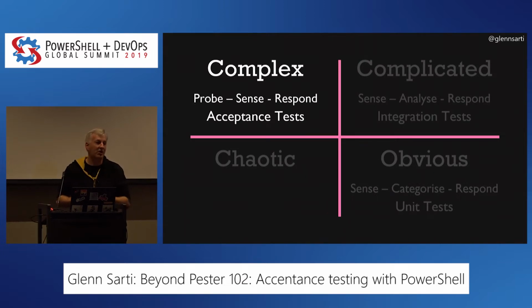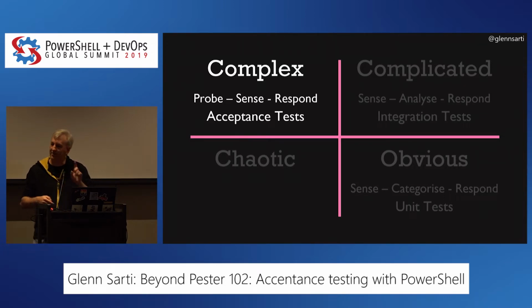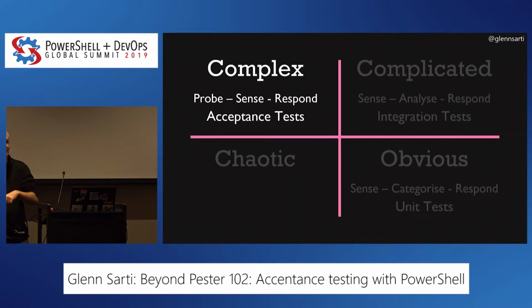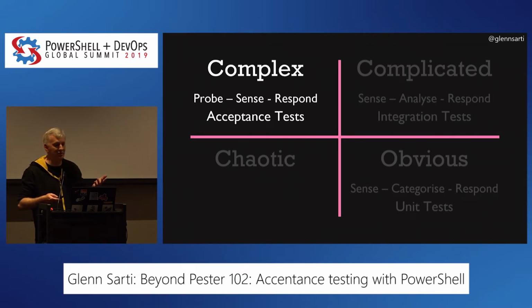Acceptance tests tend to live in the complex domain. The relationship between cause and effect can be deduced in retrospect. So typically when you see an acceptance test failure, this is what you're going to do. I wonder what happens if I try changing this one thing, and you test it. What happens if I try changing this other thing? And you keep changing things and testing and testing, and then you figure out where the cause and effect is. And then you fix the script or the test so it passes. This is the probe, sense, respond approach. You prod and poke until you figure out the cause and effect.